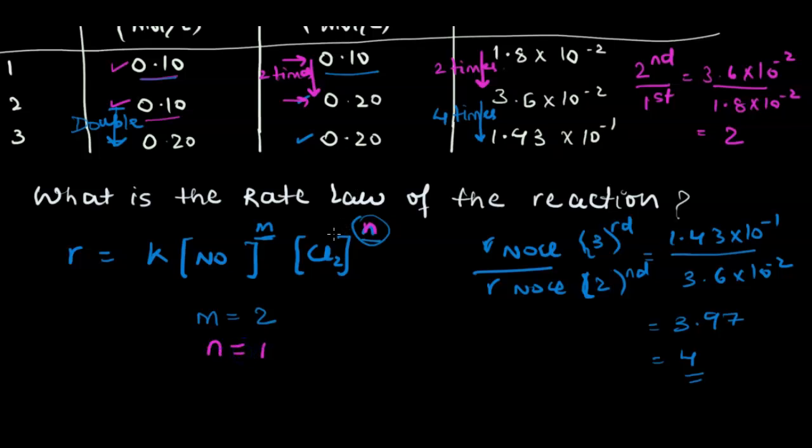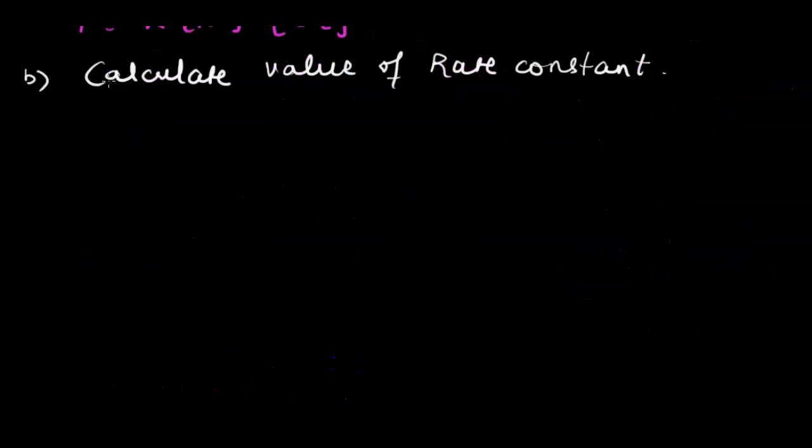And why is that so? Because if chlorine concentration doubles up, rate also doubles up. So rate has the same effect as the concentration of chlorine changes. Therefore the power is supposed to be 1. So what is the rate law equation? R is equal to K, concentration of NO raised to the power of 2, concentration of Cl2 raised to the power of 1.